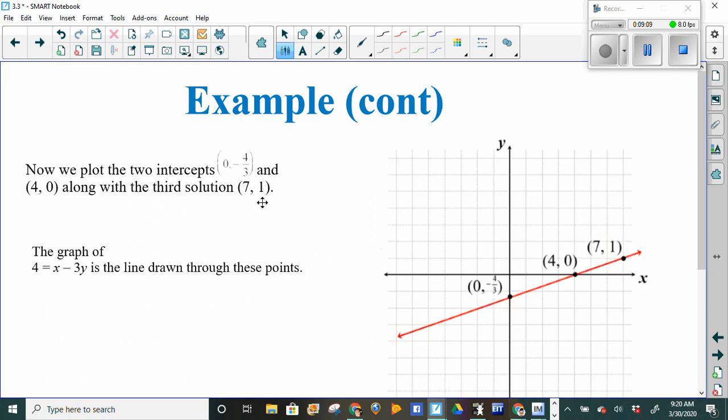So go over here, and they graphed it for us. So notice it's a little below because negative 4/3 is negative 1 1/3. So negative 4/3 is equal to negative 1 1/3. So just a little under the negative 1. And then you have your x-intercept, and then they just double check that 7, 1 was on the line, and then they graphed it. So this is what the graph looks like for this equation.